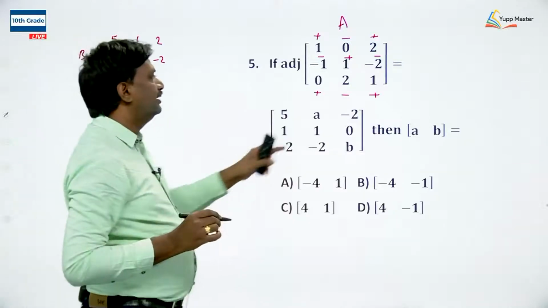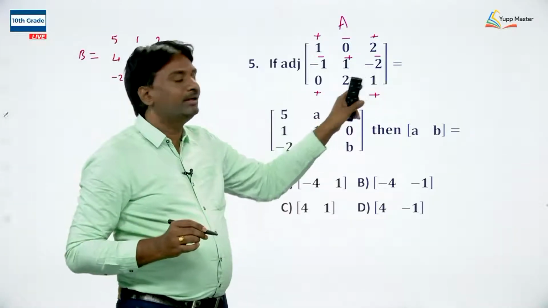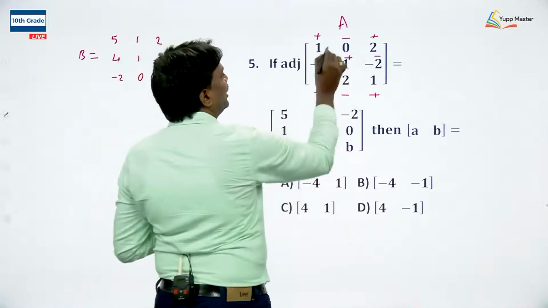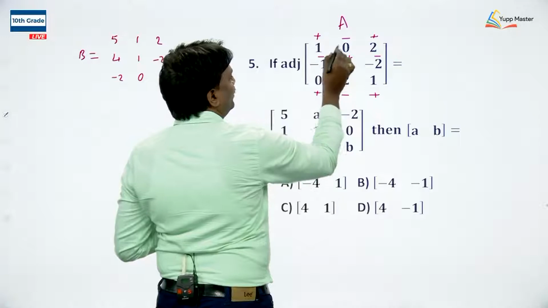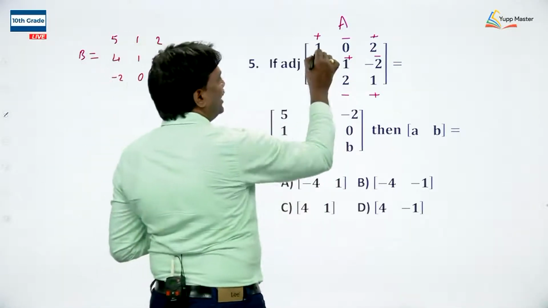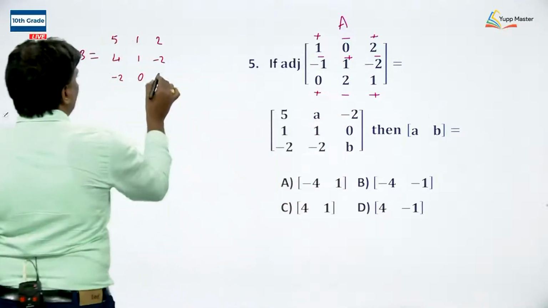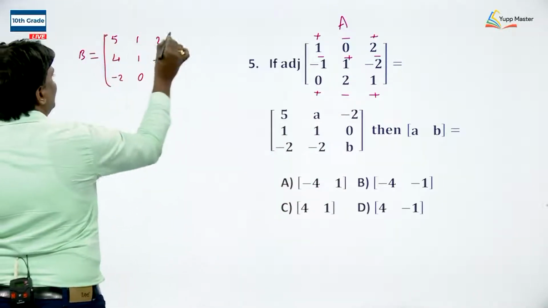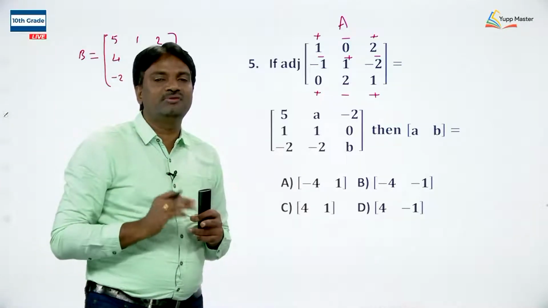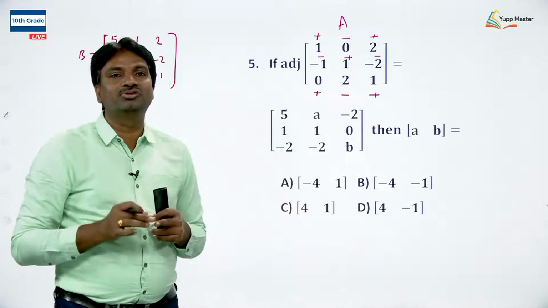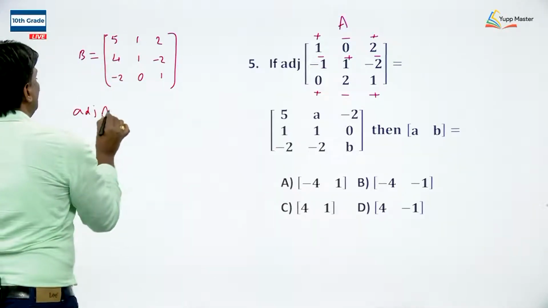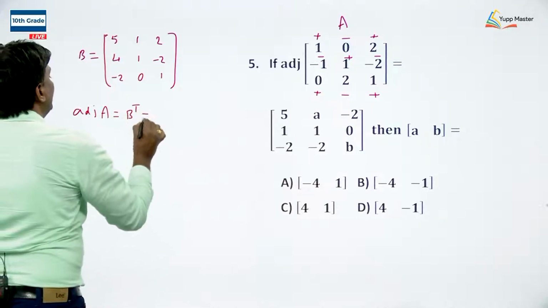Next, take the element 1, eliminate the row and column containing 1, meaning third column and third row. The remaining elements are 1, 0, minus 1, 1. 1 into 1 is 1, minus 0 into minus 1 is 0. Here the sign is plus, that is plus 1. So this is the matrix B. By interchanging the rows and columns of the matrix B, you will get B transpose, that is nothing but adjoint A. So therefore, adjoint A equals B transpose.